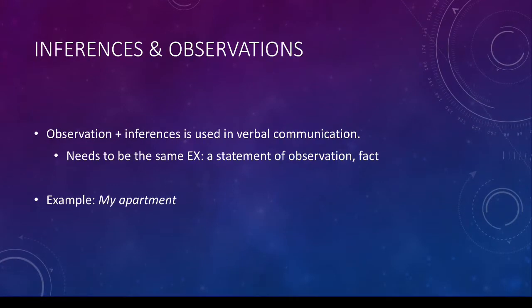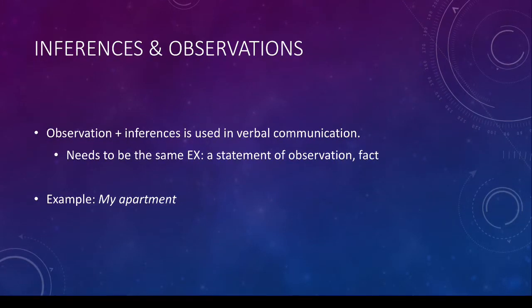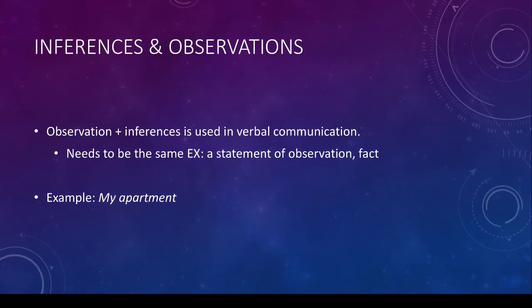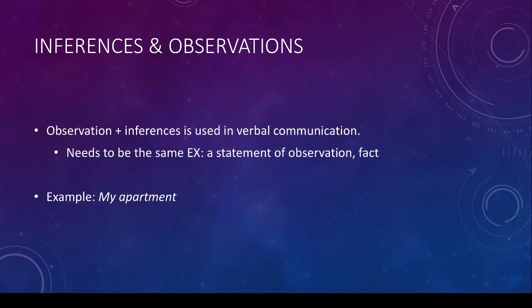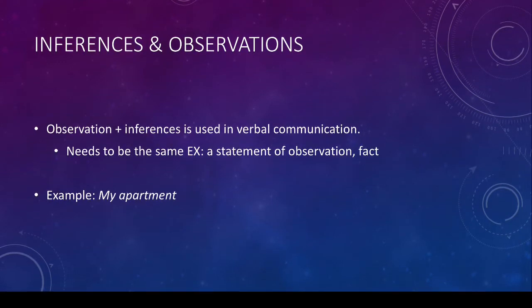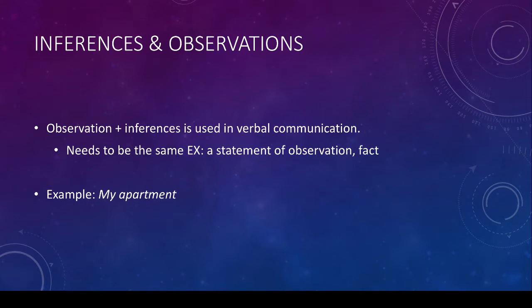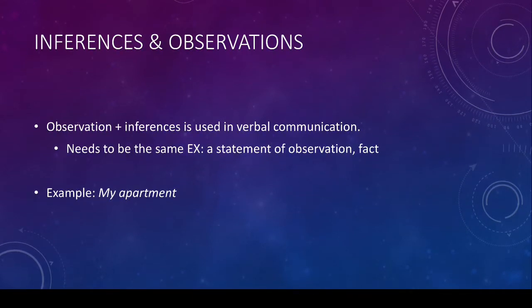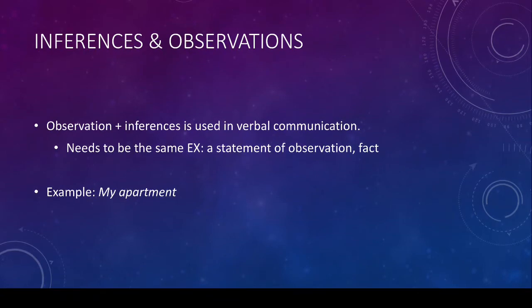The third principle is inferences and observations. Observations and inferences are used in verbal communication. They need to be the same. It is a statement of observation that is a fact. An example is when giving directions to a friend, I will point out that is my apartment. I infer that is my apartment, and they can visually see the apartment as well.